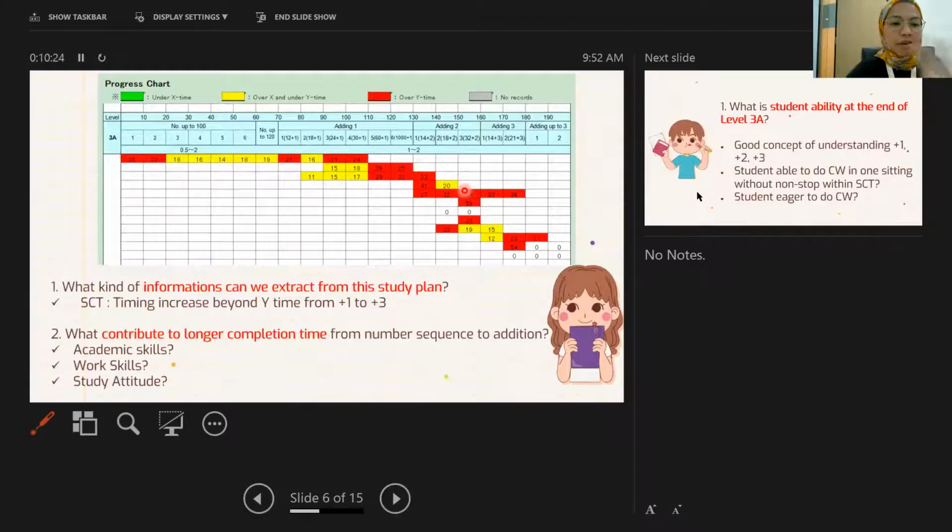Okay, so in level 3A, my first question to you: looking at this study plan, if you can see here, only the top one, the picture, what does it tell you about this picture only?